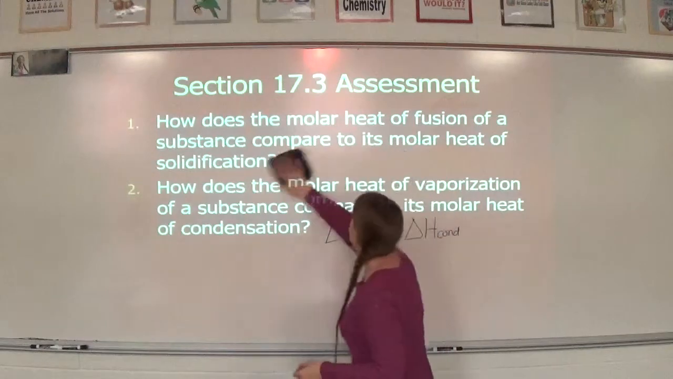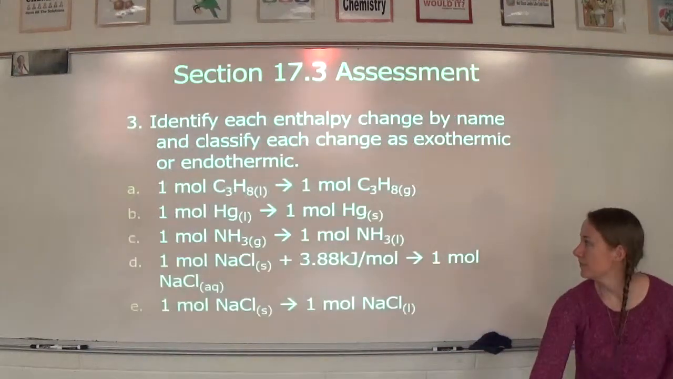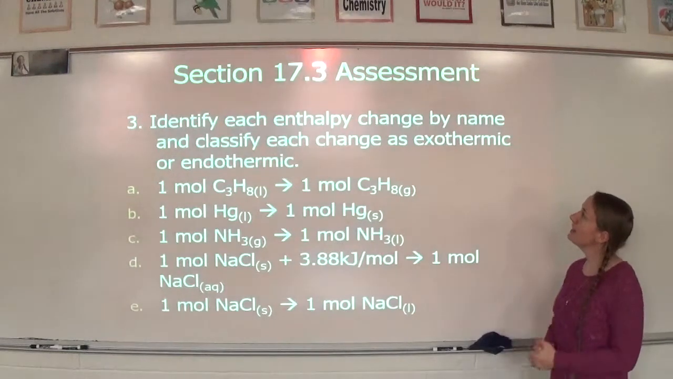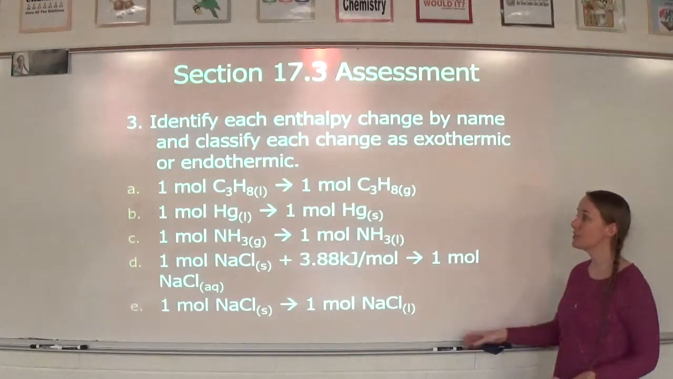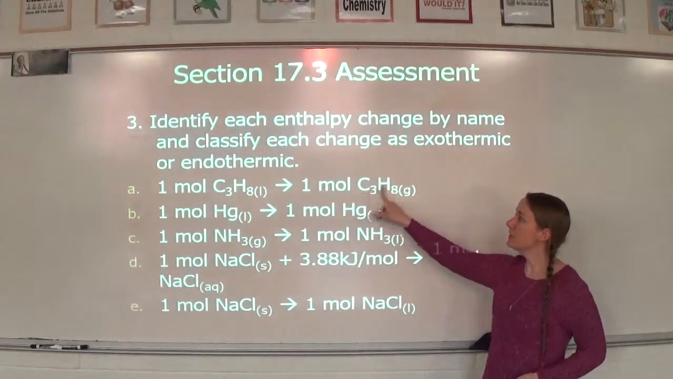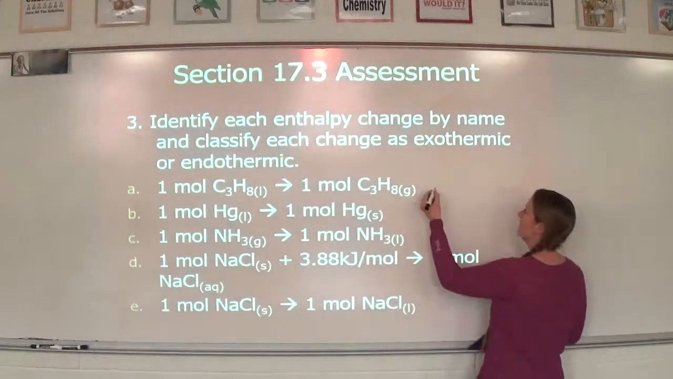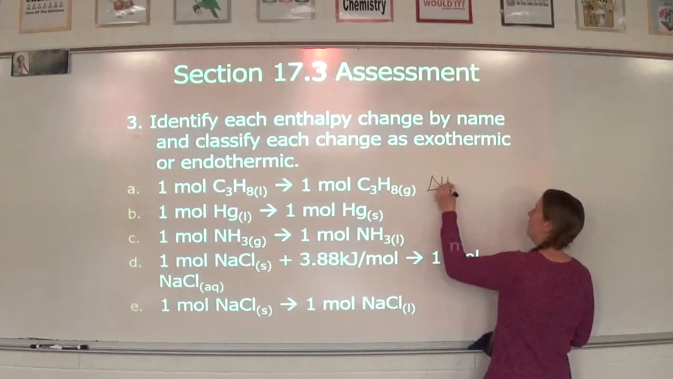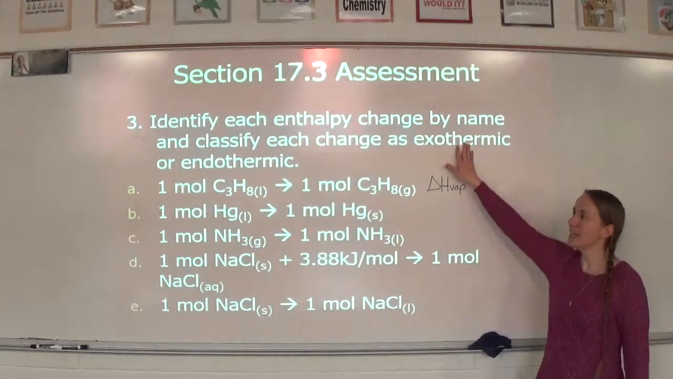Alright, so let's look at the next one. It says, identify each enthalpy change by name and classify each change as exothermic or endothermic. Alright, so here we're going from liquid to gas. So what would that be? Liquid to gas would be delta H of vaporization, because we're going from liquid to gas. And then is it exo or endo?